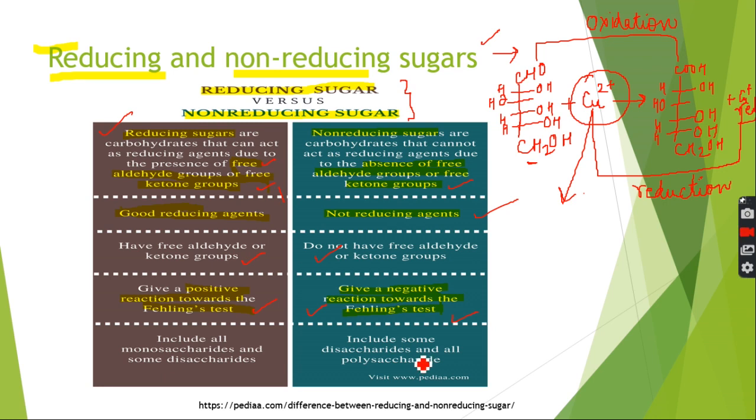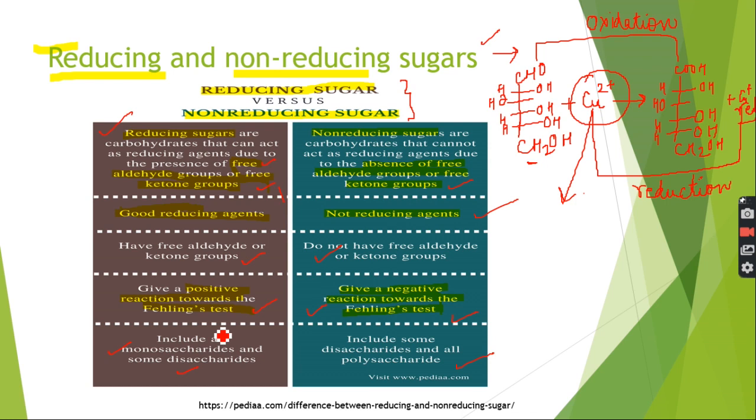Let us now see which is included in reducing and which is part of non-reducing. So as you can see, it is mentioned here, all the monosaccharides and some disaccharides are reducing sugars, which either contain a free aldehyde or a ketone group, or they can get converted into a structure containing a free aldehyde or a free ketone group. Whereas there are some disaccharides and polysaccharides which do not have a free aldehyde or a ketone group.